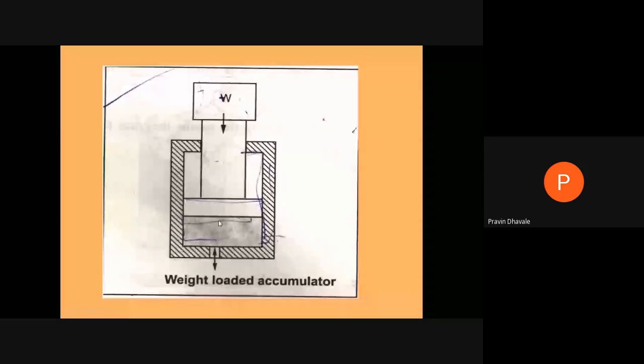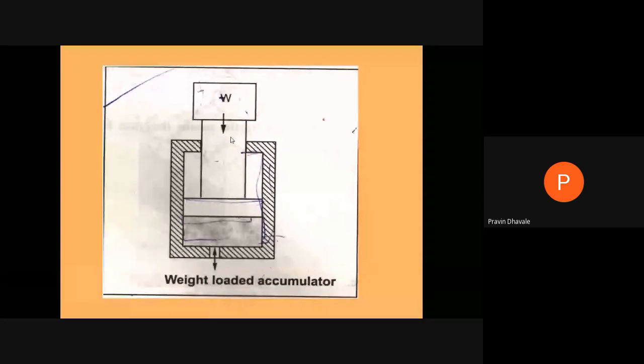The level of the fluid goes on increasing. How? It will act to reverse the weight of the ram, the dead weight on the ram. So the pressure energy on that fluid goes on increasing, so that whatever the pressure on the fluid, it will be more than the pressure of the fluid coming out from the pump. Now see here, the diameter of the ram will be bigger.